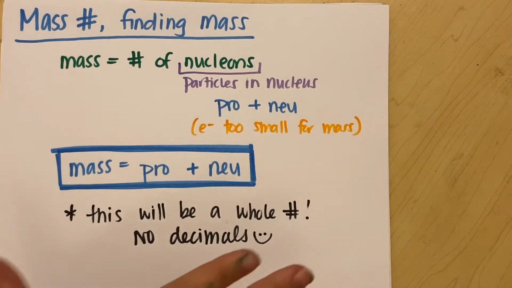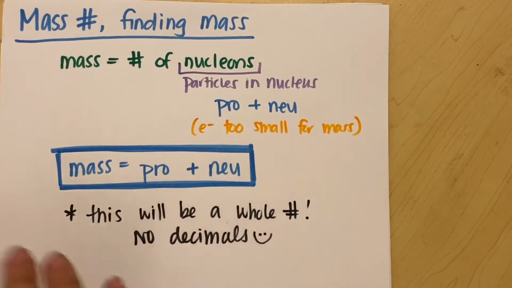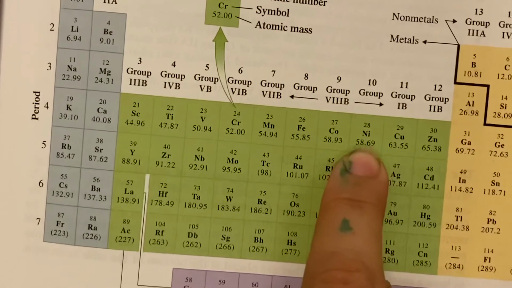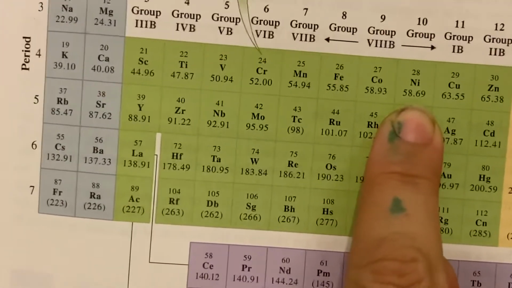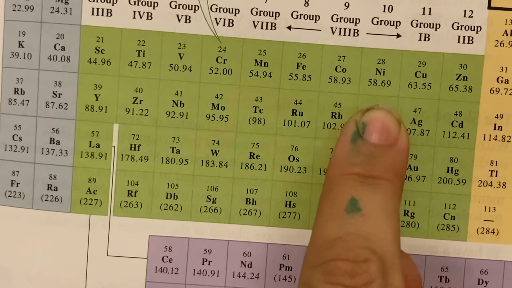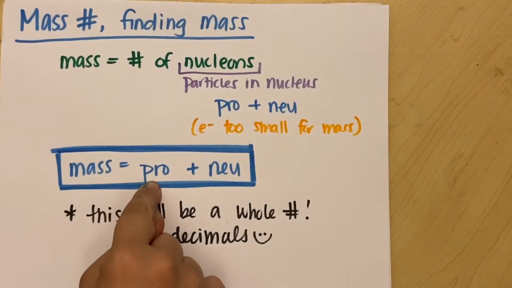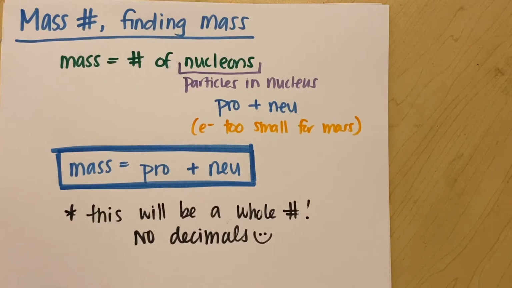So please make sure that if you're ever asked on a quiz or a test to show a basic understanding of the mass number of an atom, you're not just going off your periodic table and saying the mass of this nickel is 58.69. You don't want a decimal. Please make sure you're just adding up the number of protons plus the number of neutrons. It should be a whole number. Hopefully I've beat that into you enough that you remember.